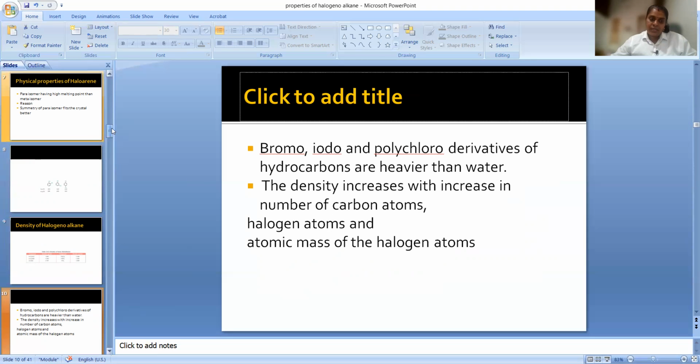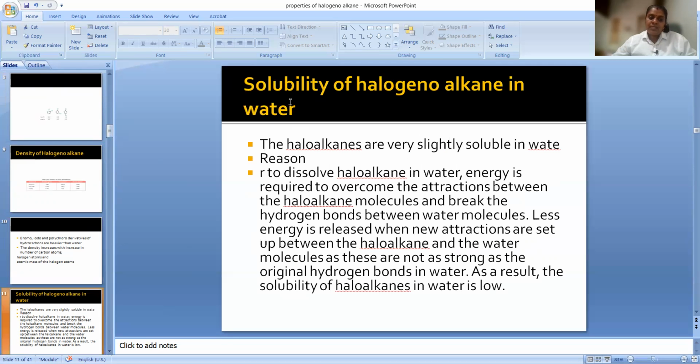Okay, so next, solubility of halogenoalkane in water. It is less soluble in water, and there is a reason for that. Energy is required to overcome the attraction between haloalkane molecules, right? Suppose this is water, and we are going to add haloalkane into this. Inside the vessel there will be attraction between the haloalkane molecules, and there will be attraction between the water molecules. These two types of attraction are already there.